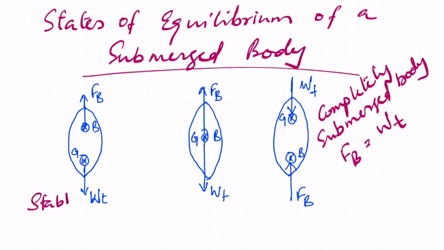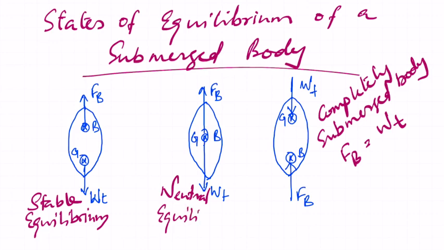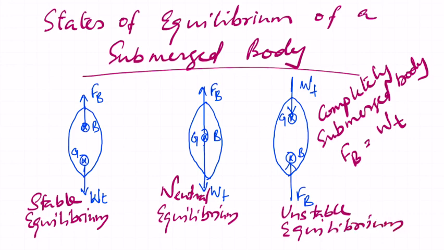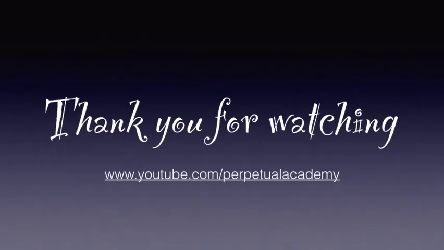So the first figure is the stable equilibrium, and the second figure is the neutral equilibrium, and the third one is the unstable equilibrium. So these are the three cases of a completely submerged body. If the body is partially submerged, then that is a totally different case, which we will discuss in a later video. So stable, neutral, and unstable equilibrium. These are the three cases we need to consider for a completely submerged body.